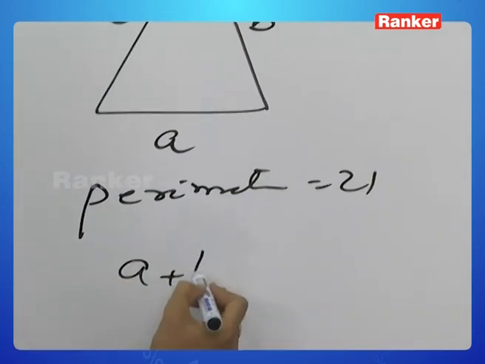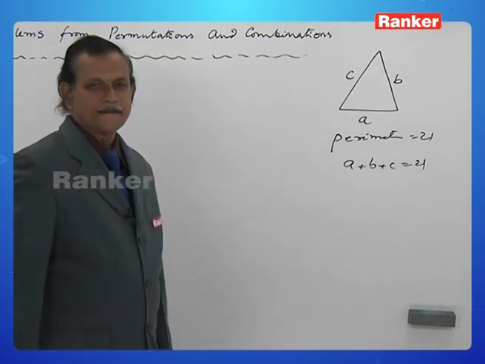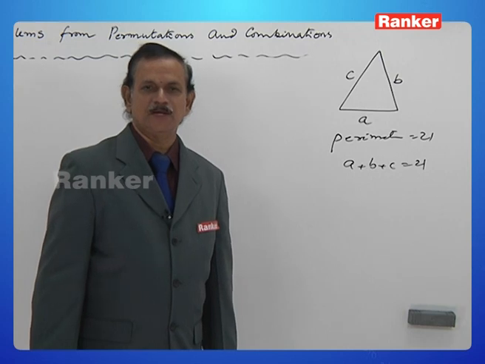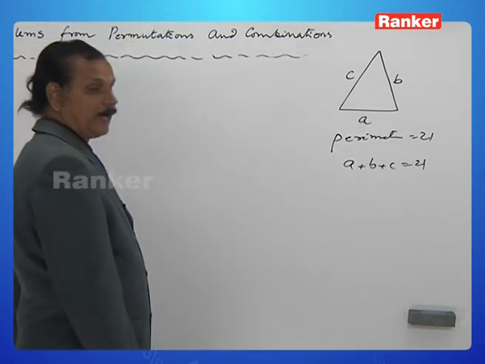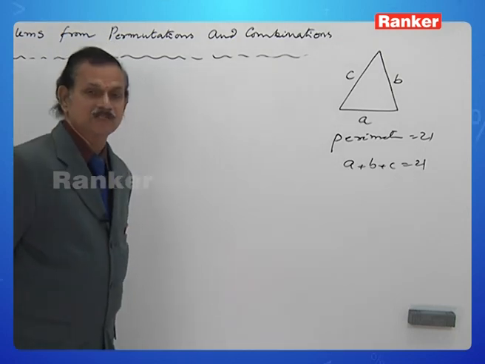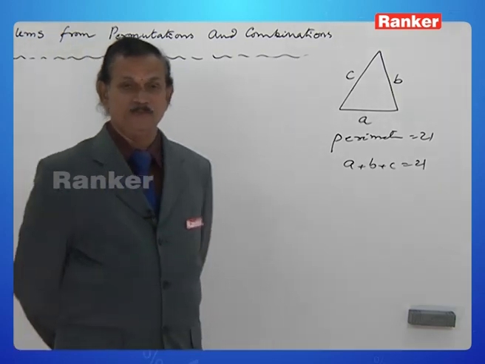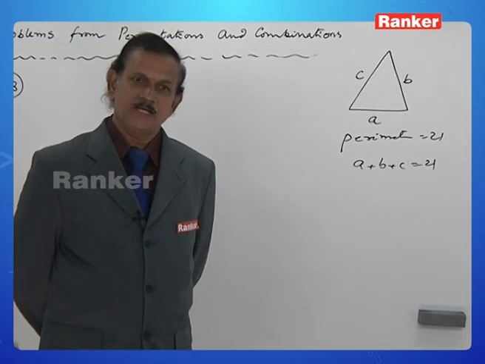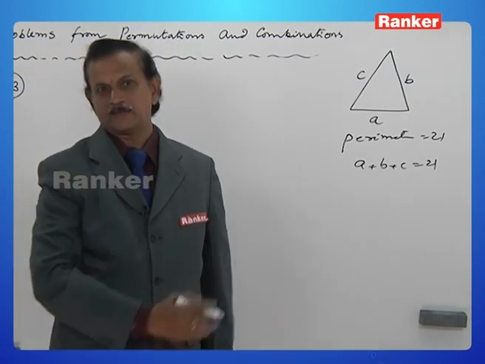A plus B plus C is of course 21. Well, but as A, B, C are the lengths of the sides of a triangle, we can use A plus B greater than C, B plus C greater than A, C plus A greater than B. That is what we call the famous triangle inequality.